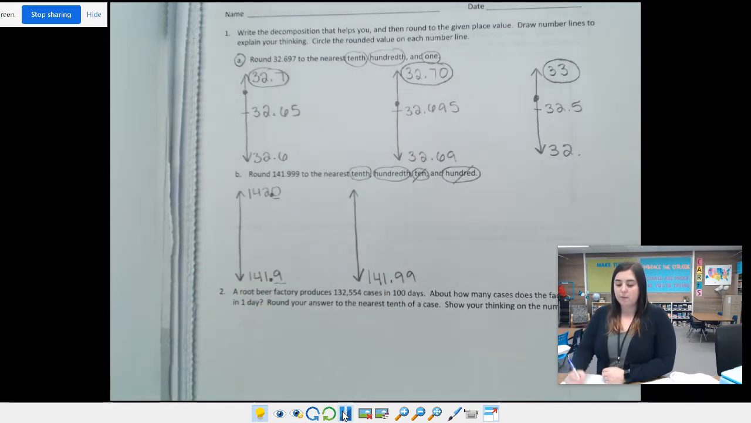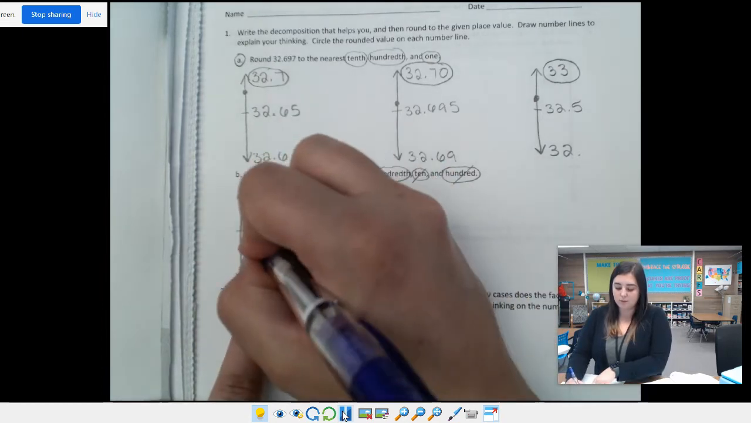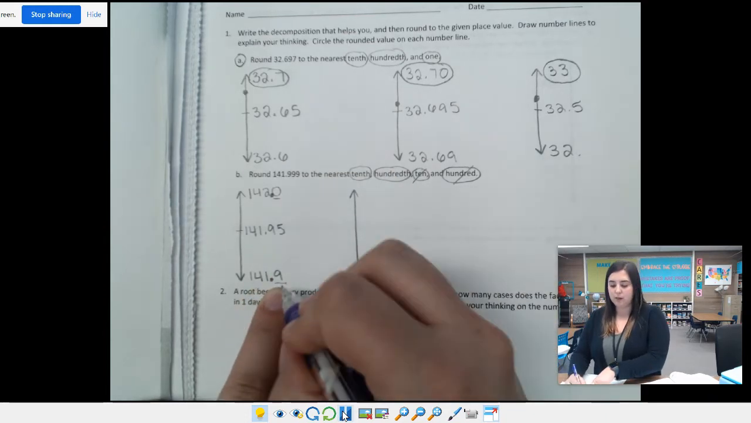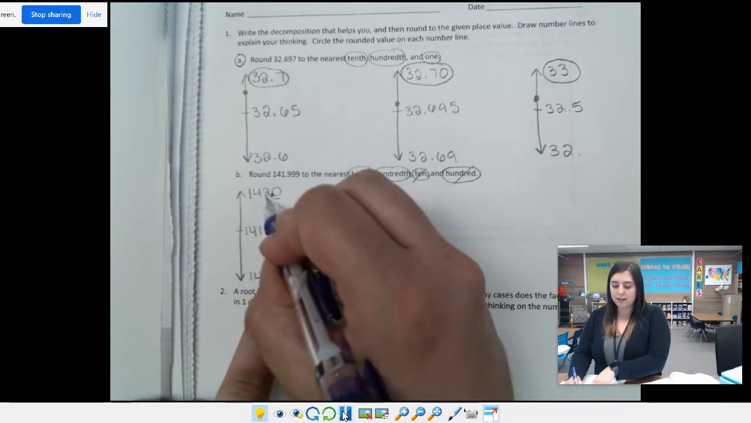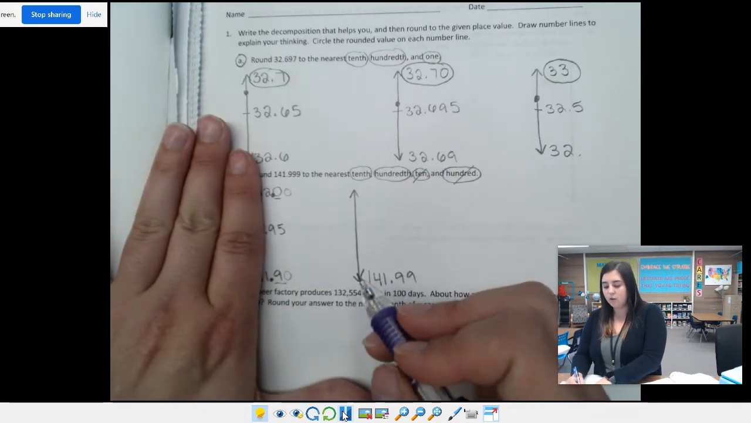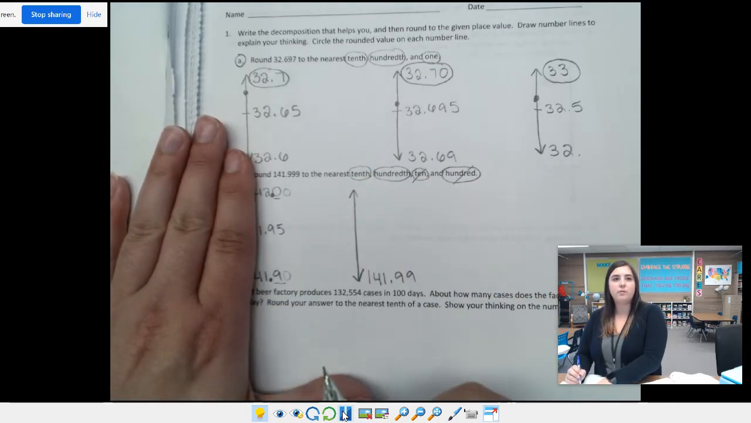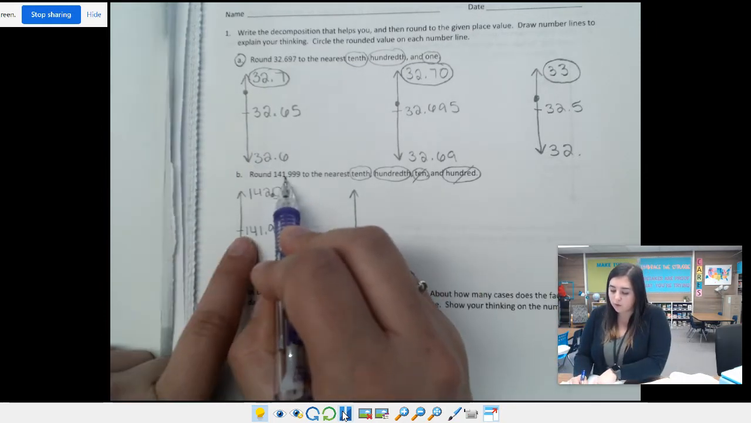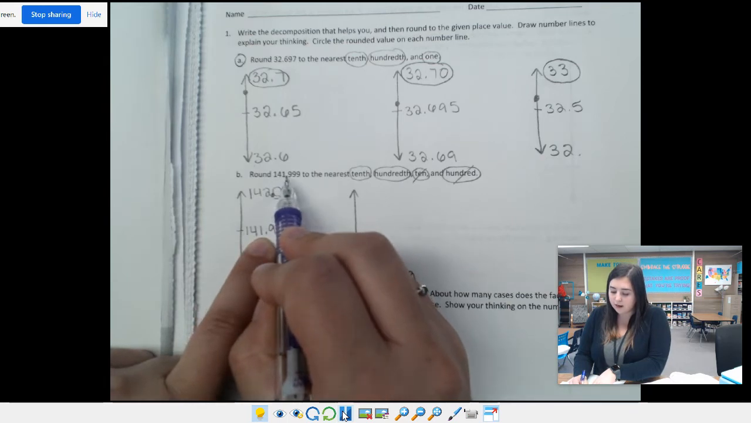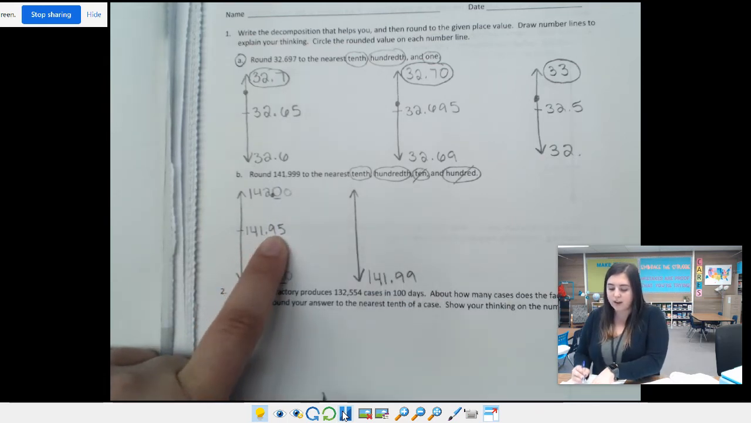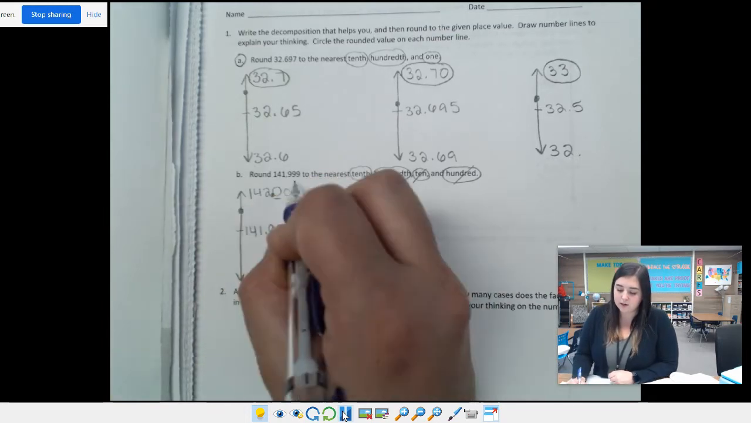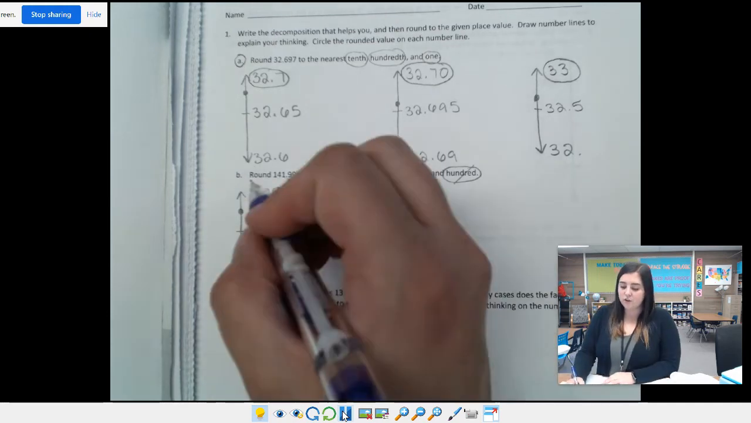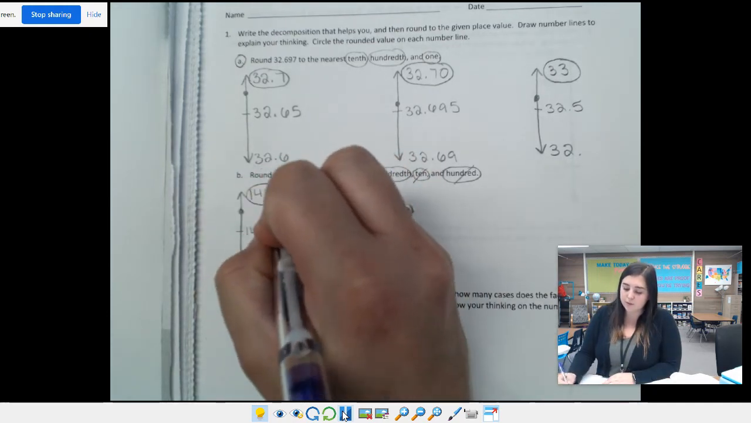All right, now my midpoint is going to be this bottom number plus a 5, because in between 190 and that 200 here would be 195. And our number here is 141, decimal 99, decimal 95. Our number is bigger. It has 99 hundredths, not just 95. So for our first answer, we are rounding up.